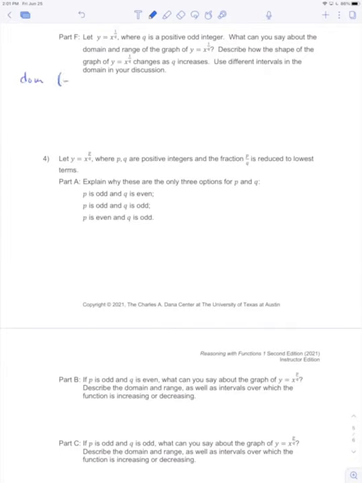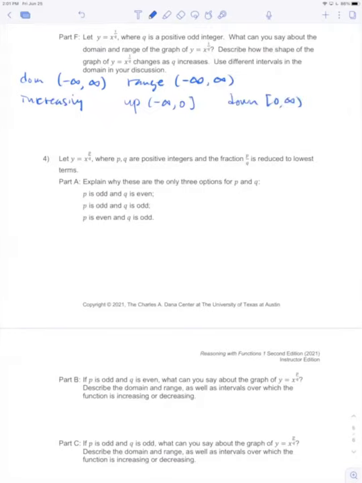So the domain, okay, and the range, all real numbers. And the graph is increasing in its entire domain, increasing. And the graph opens upward. So it opens up on the interval negative infinity to 0, and then it opens down on 0 to infinity.